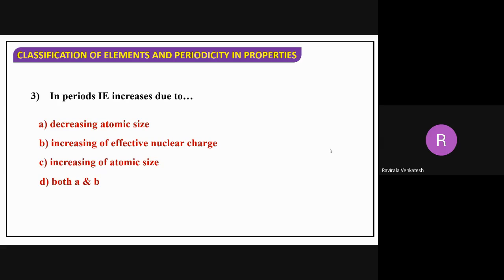What is the reason here? In a period, ionization energy increases due to increasing effective nuclear charge and decreasing atomic size. A and B is the answer.